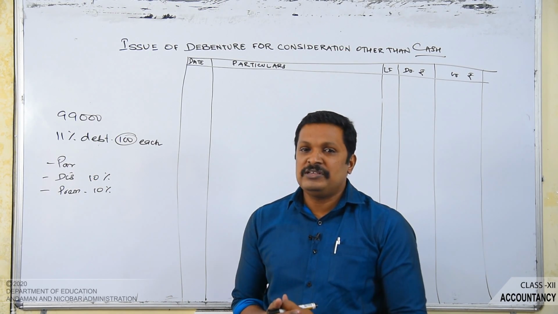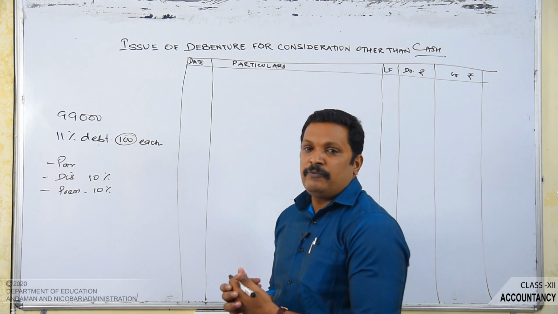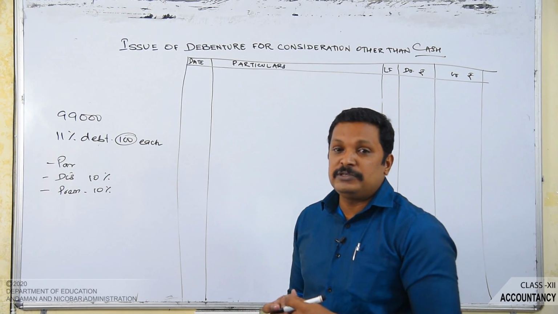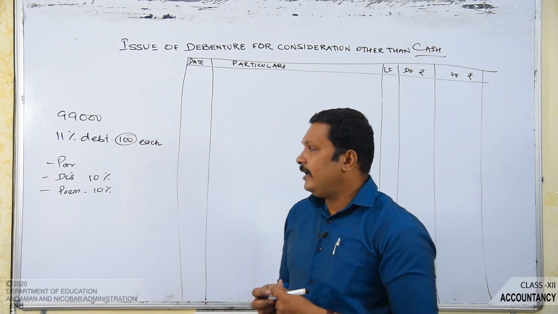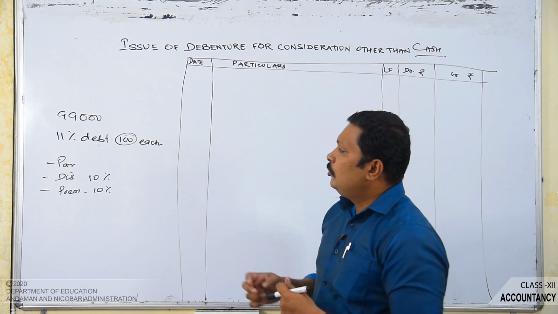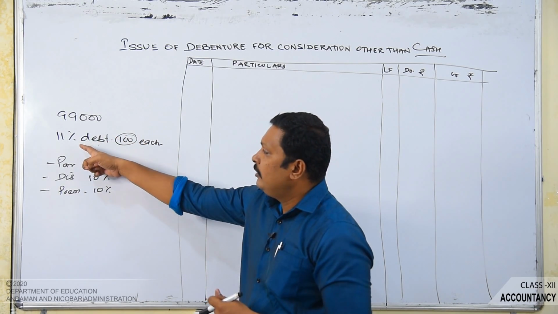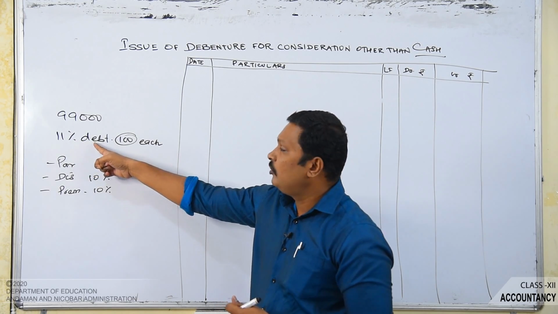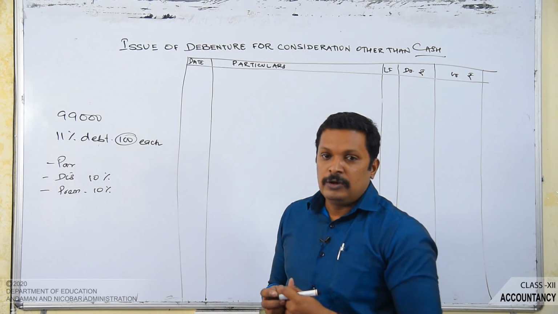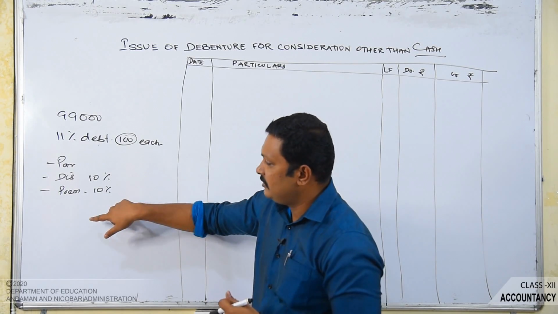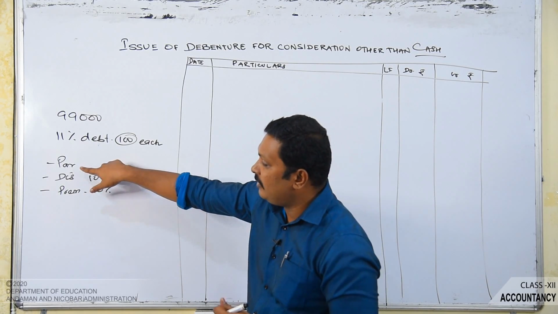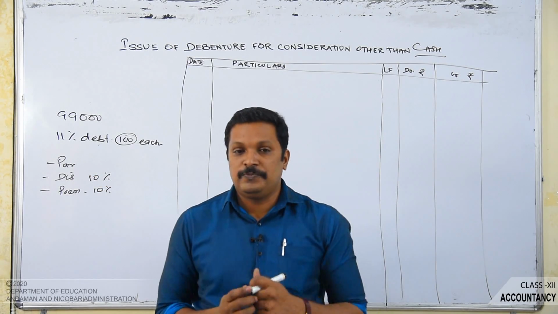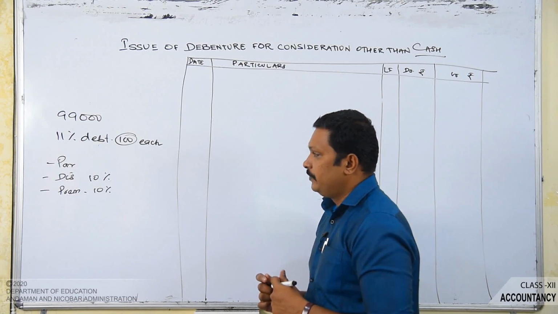So student, what is given in the question? JK Limited purchased an asset for rupees 99,000 from Comax Limited. So Comax Limited is the vendor, right? And we are not going to pay cash. We are going to pay 11% debentures. The purchase consideration will be 11% debentures of rupees 100 each. Now we have to pass entry in 3 cases. If we issue at par, what will be the entry, then discount, and then premium, the entry will change. So one by one we are going to learn.